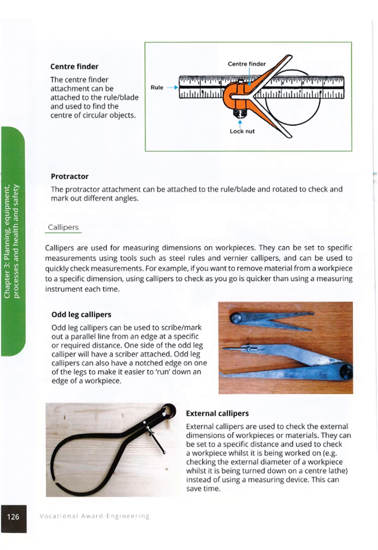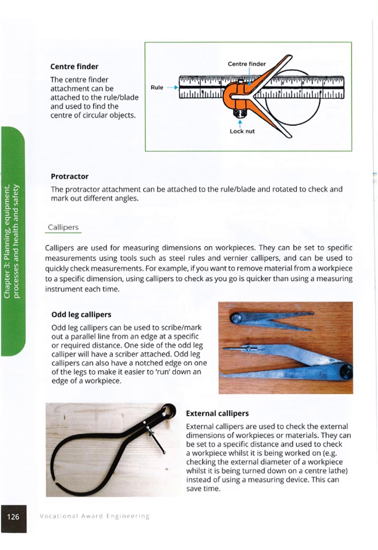External calipers, well, obviously they're used to check the external dimensions of workpieces or materials. They can be set to a specific distance and used to check a workpiece whilst it is being worked on. So whilst you're working on it, if you're sanding something down, for example, you want it to be a certain dimension. If you are turning something on the lathe, you want it to be a certain dimension. Those external calipers can be set to the dimension that you want. You check with that. If it doesn't fit, you keep sanding, you keep removing. Internal calipers, exactly the same as external, but it does internal instead.